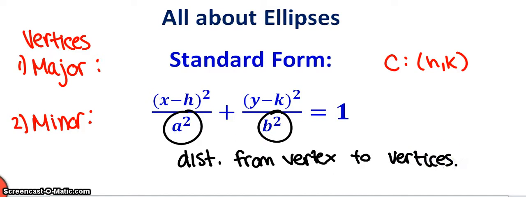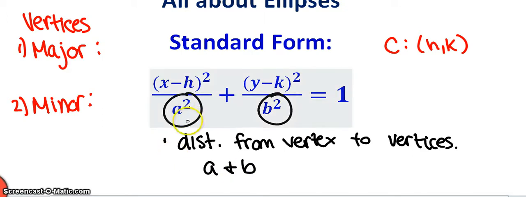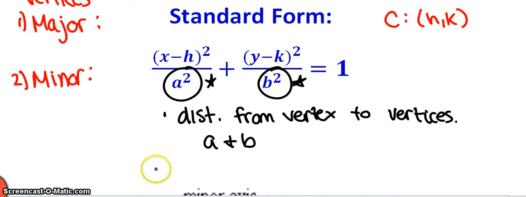Now, a squared and b squared don't tell me the distance, but in reality, it's a and b that tell me the distance. In order to answer whether these distances tell me major or minor axis, I would have to know what these numbers were. The bigger number is obviously going to be further apart, so that would be the major axis, and the smaller number will be closer to the center, so that would be the minor axis. We'll see that in an example. So a and b are the distance to the vertices.